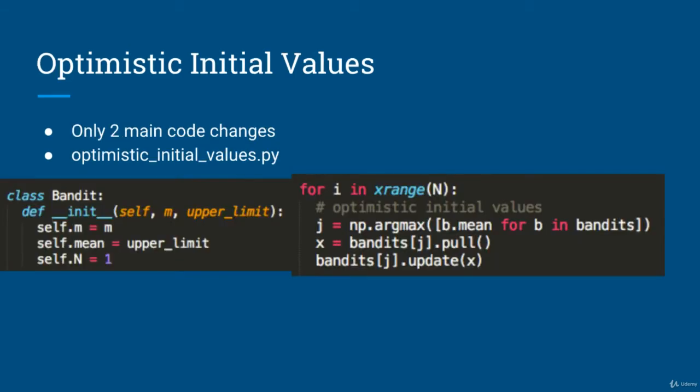There are only 2 simple changes we need to make to the epsilon greedy code to make this work. First, we change the initial setting of the mean to 10. Second, we remove the epsilon part and we just do the greedy part. It's very simple. What the code actually does is, it compares the epsilon greedy strategy with epsilon equals 10% to the optimistic initial value strategy.